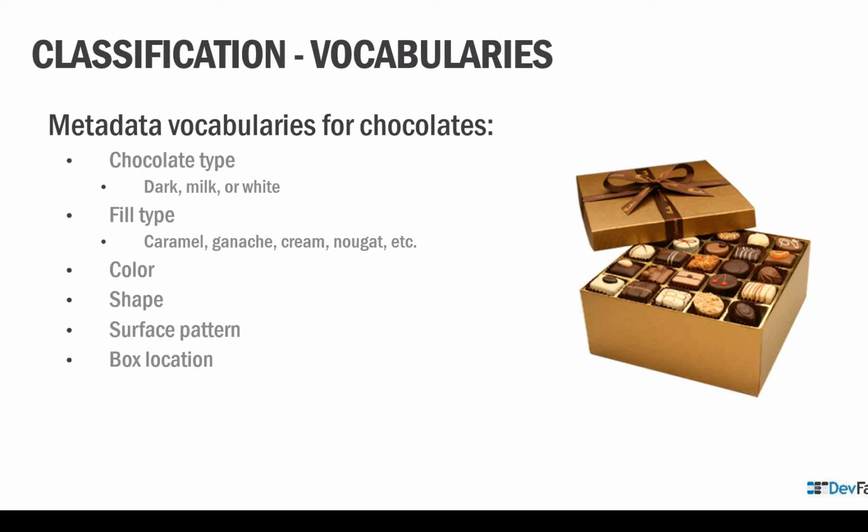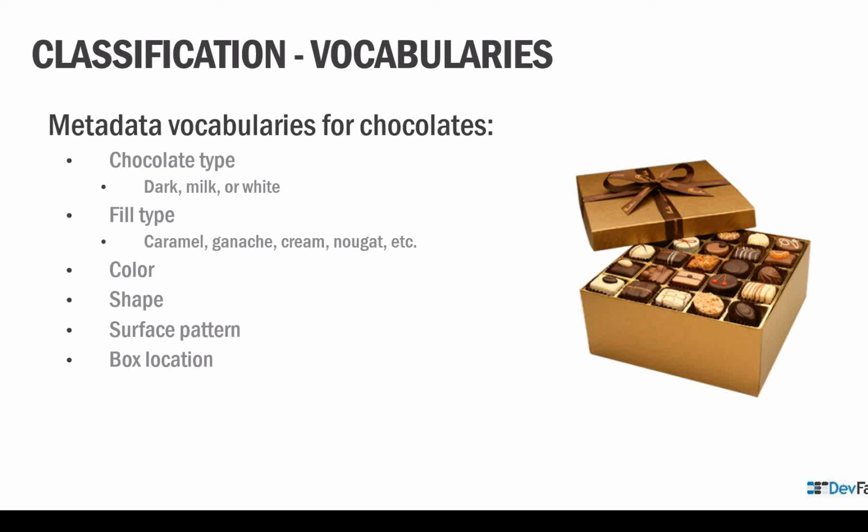Is it a 50%? Is it a 60%? Is it a 70%? An 80%? All of those can be different types of chocolates as well, right? Another one that we have is possibly fill types, right? However, fill types bring up something else that's important, something called a folksonomy.